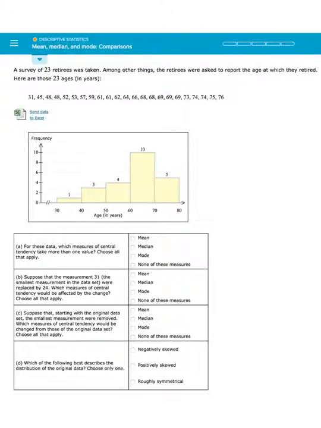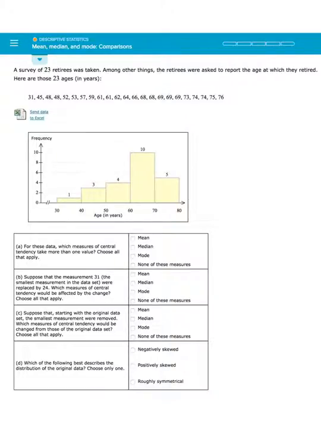A survey of 23 retirees was taken. Among other things, the retirees were asked to report the age at which they retired. Here are those 23 ages in years: 31, 45, 48, 48, 52, 53, 57, 59, 61, 61, 62, 64, 66, 68, 68, 69, 69, 69, 73, 74, 74, 75, 76.